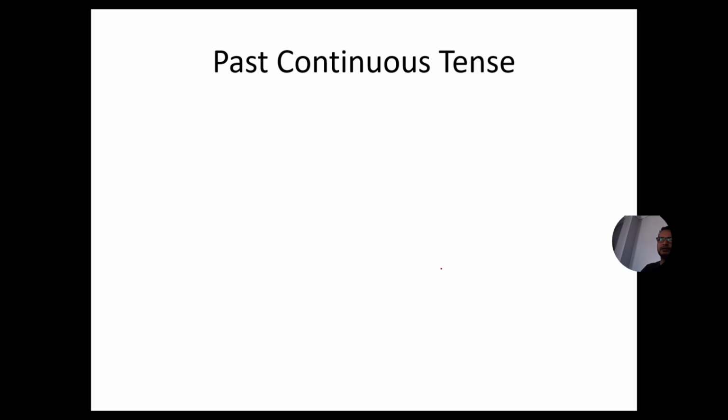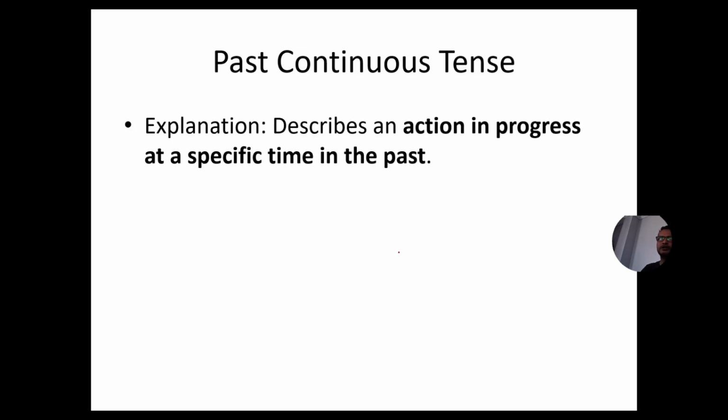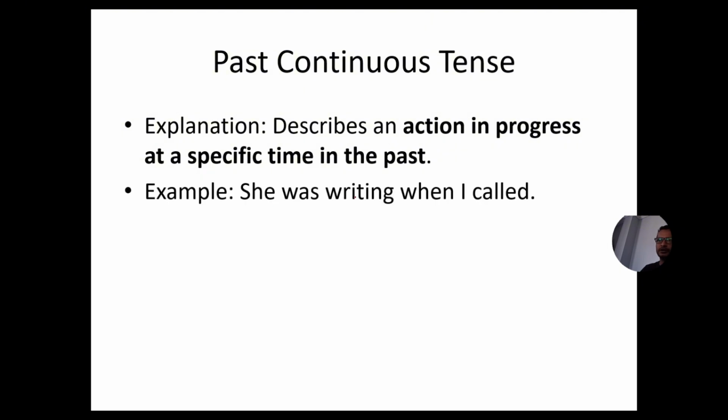So this is past continuous tense, which describes an action in progress at a specific time in the past. For example, she was writing when I called. So like, for example, you are describing an action, she was writing the letter, and then something happened. When you are describing this situation, you use past continuous tense. Before another action happens, for example, she was writing when I called. So she was writing, then I called her. In that situation, it is an action in progress at a specific time in the past.